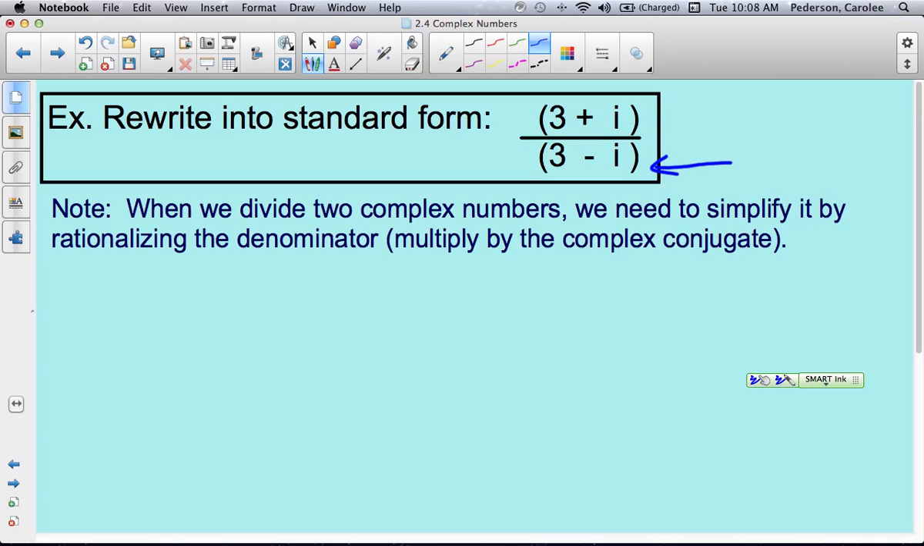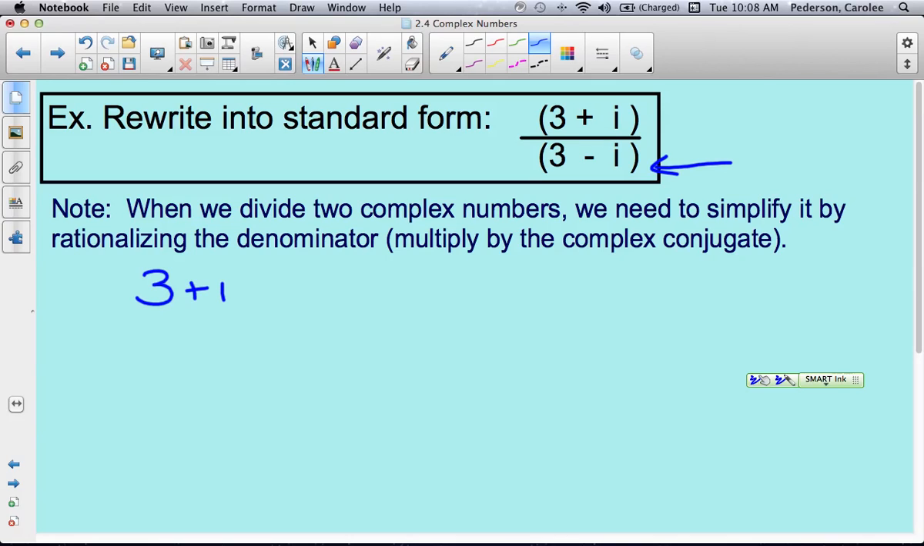We do the same thing when we're working with radicals. It's not considered proper math to have a radical in the denominator. So we multiply the numerator and the denominator by the conjugate of that radical. So we'll do this example together.